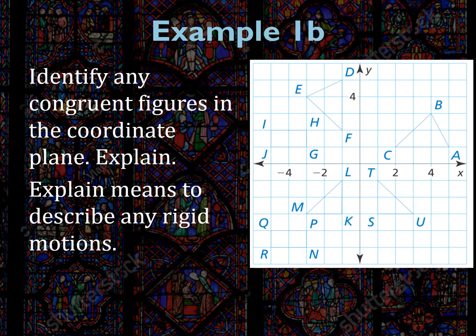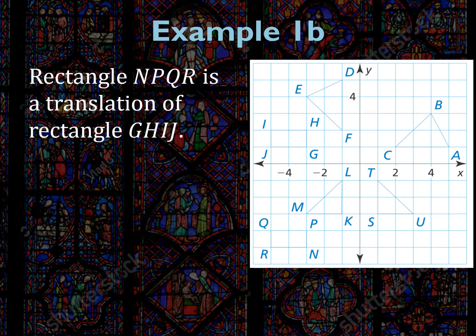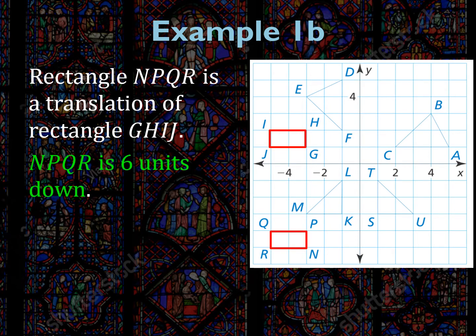Example 1b, identify any congruent figures in the coordinate plane. So again, we're going to look for rigid motions. So let's start with the rectangle NPQR. It's a translation of rectangle GHIJ. In fact, NPQR is 6 units down. So we have a translation. You're basically moving the rectangle down 6 units to get the new shape. They're congruent. So rectangle GHIJ is congruent to rectangle NPQR.